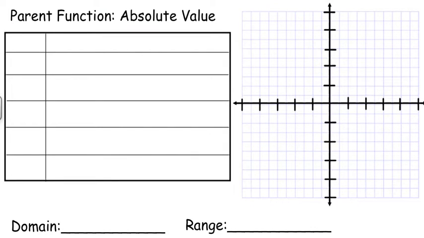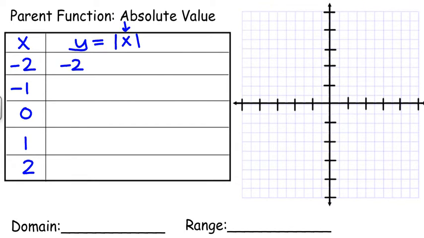All right, let's move on to the next parent function. The next parent function is an absolute value. Its equation looks like this: y equals the absolute value of x. So we're going to go ahead and substitute the same numbers in as we did the previous example. So we're going to choose -2, -1, 0, 1, and 2. Now we're going to go ahead and substitute it in for x.